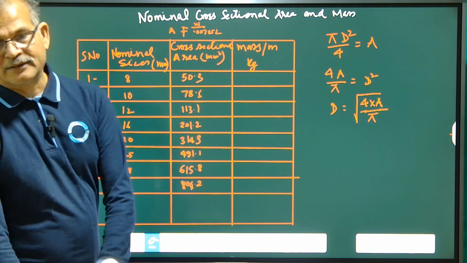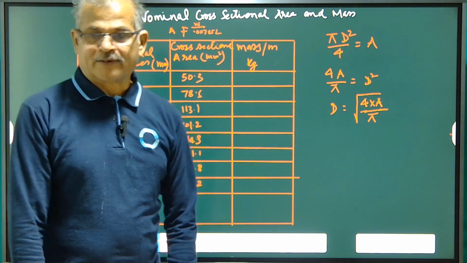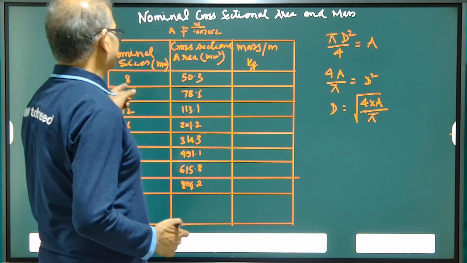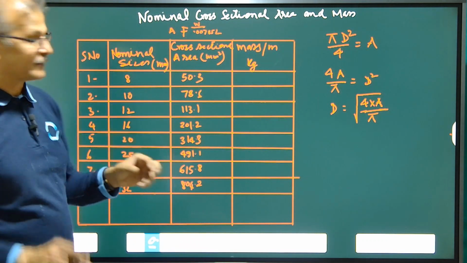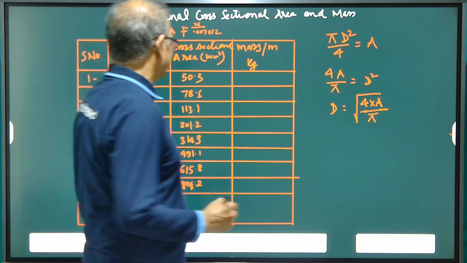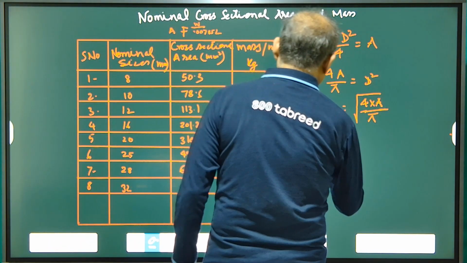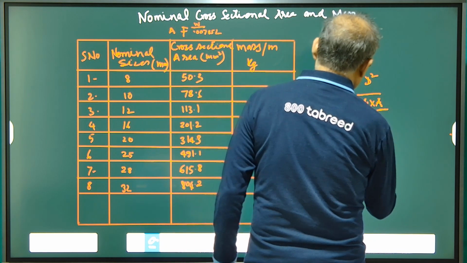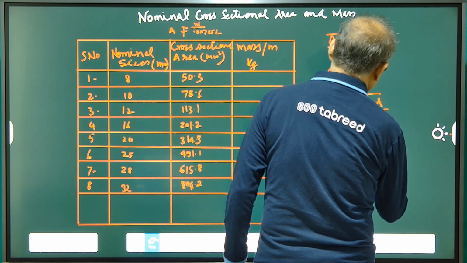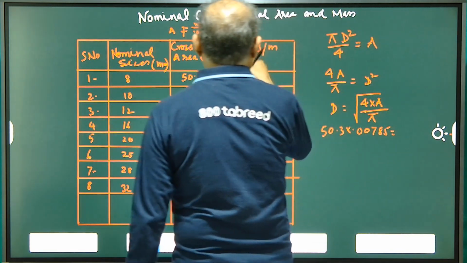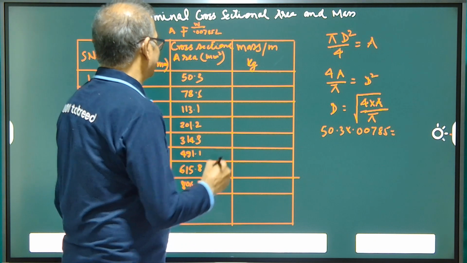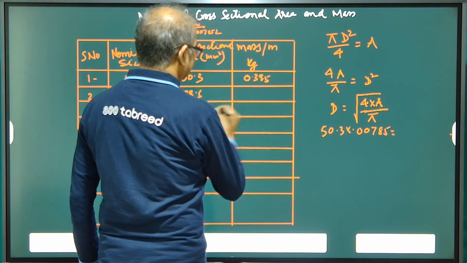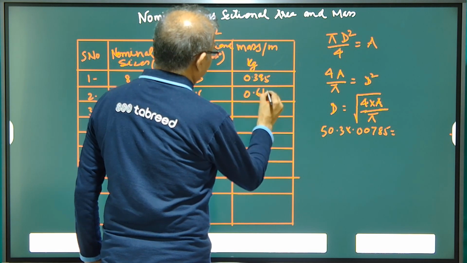Now mass per meter in kg. Once we know the cross-sectional area, we can derive what is the mass per meter of the specimen. Say 8 mm specimen, if we have 1 meter and cross-sectional area is 50.3, we can simply multiply 50.3 by 0.00785, we get the mass per meter. So for 8 mm the mass is 0.395. For 10 mm it will be 0.617 kg per meter.